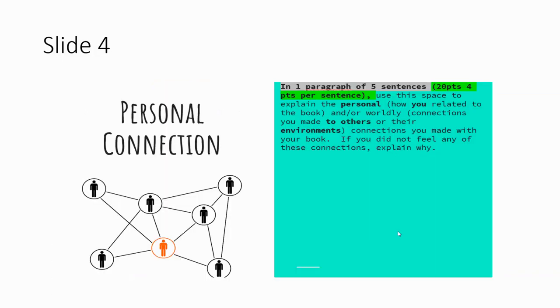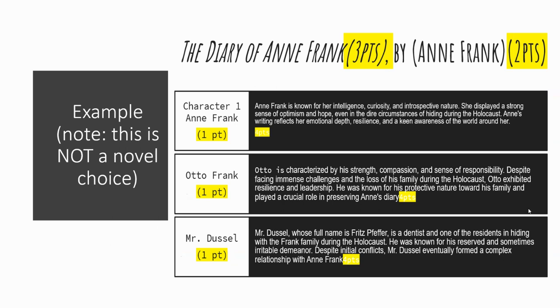Then on slide 4, in one paragraph of 5 sentences, use this space to explain the personal, which is how you related to the book, and or your worldly connections, so connections that you made to others or their environments. If you didn't feel any of these connections, please explain why or what maybe you didn't like so much about your book. Here's an example. Note that this is not a novel choice. This is just an example to show you what I'm looking for.